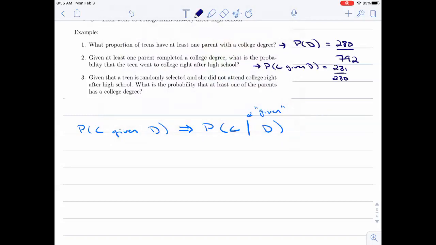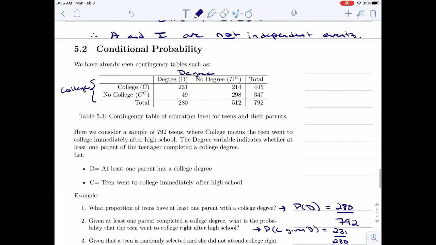Right? So now, the third probability: given that a teen is randomly selected and she did not attend college right after high school. Okay, so now we know that we're pulling from everyone who didn't go to college right away. So that's 347. Okay.